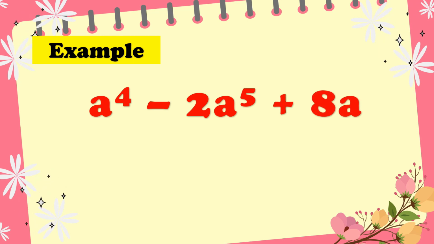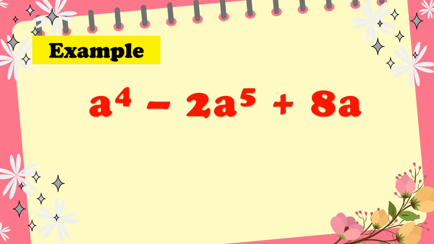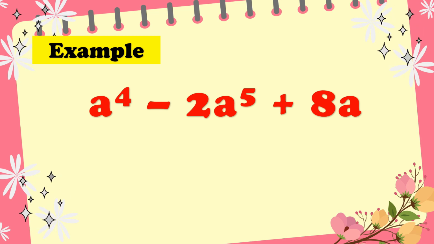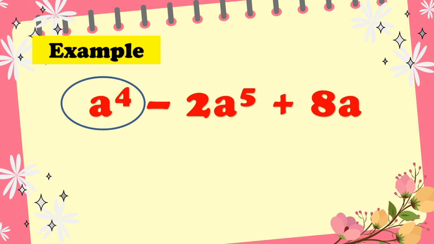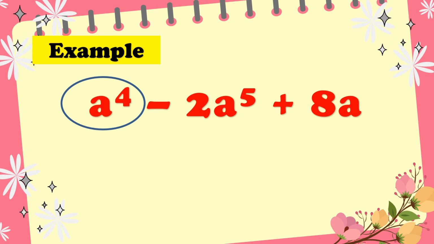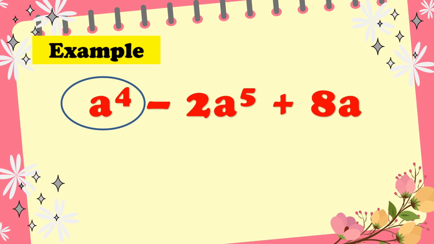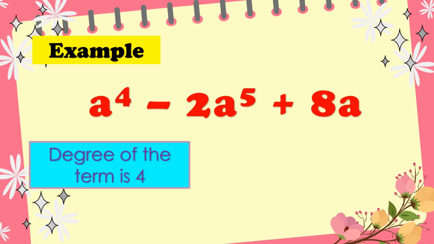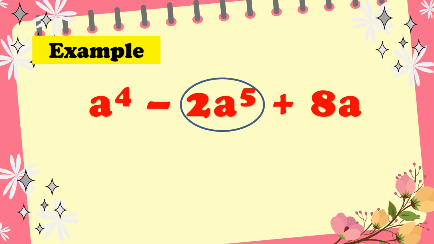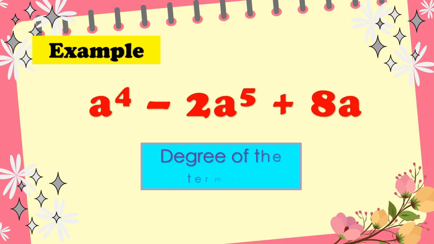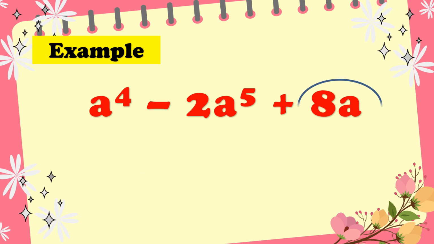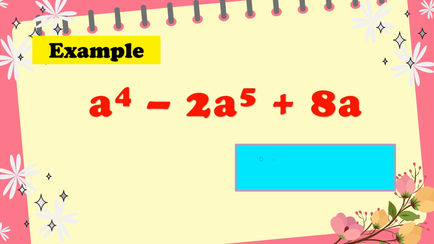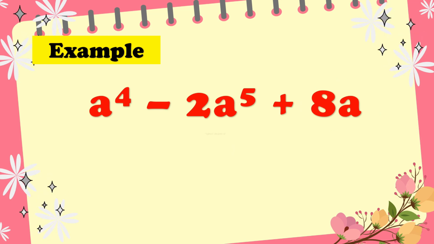Next example. a raised to 4 minus 2a raised to 5 plus 8a. This is also an example of a polynomial in one variable. Let us examine the degree of each term. a raised to 4. The degree of the term is 4. Negative 2a raised to 5. The degree of the term is 5. 8a. The degree of the term is 1.